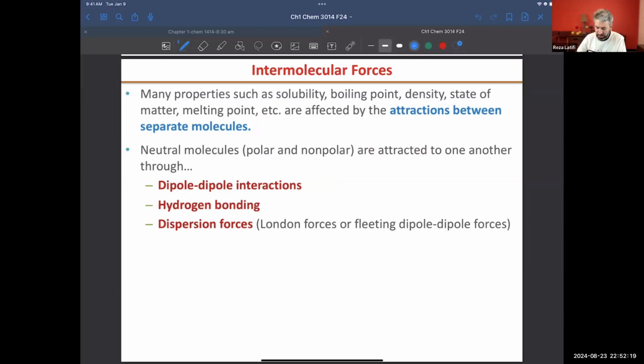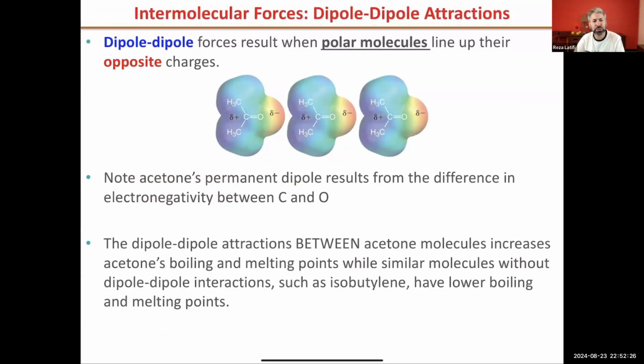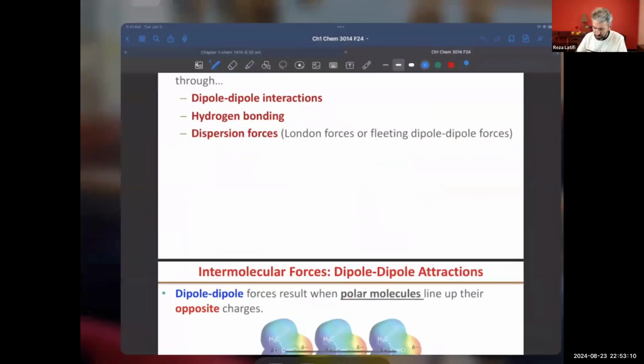How do we get dipole-dipole interaction? The dipole-dipole interaction comes from permanent positive and negative charges on the molecules. That means you are dealing with polar molecules. So in order to have dipole-dipole interaction, we need to have mu bigger than 0. That means our molecules are going to be polar. We have permanent positive and negative charges, and that's the reason we get interaction between the molecules. So we can draw it this way.